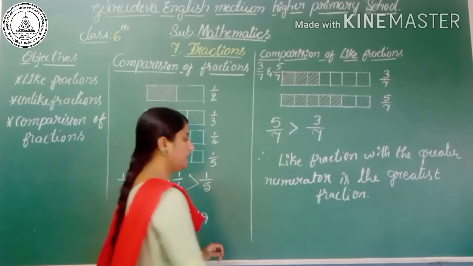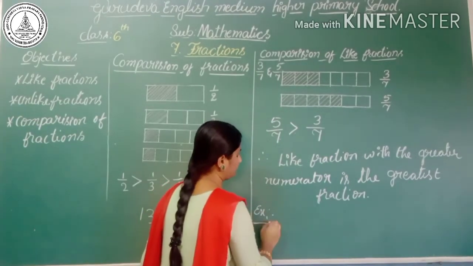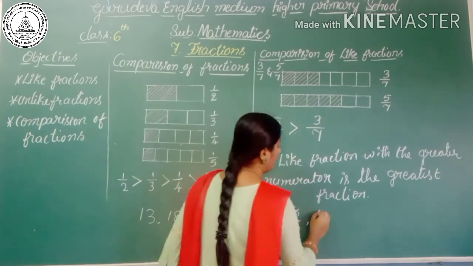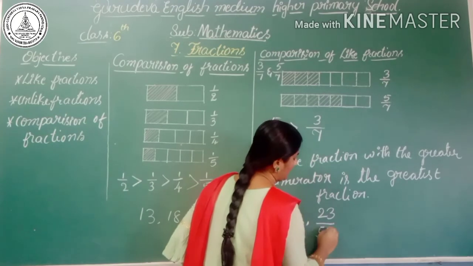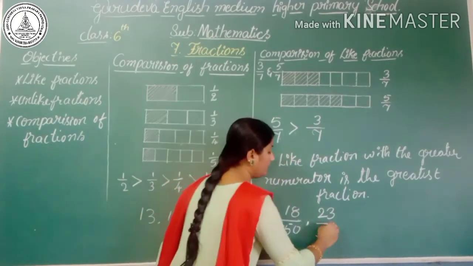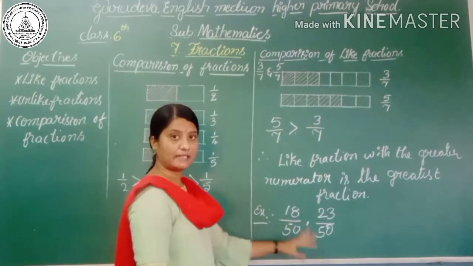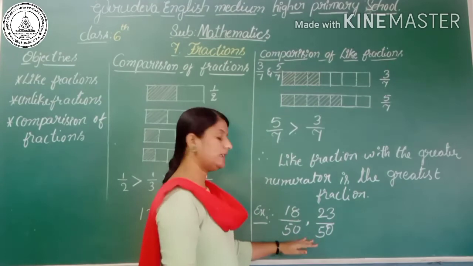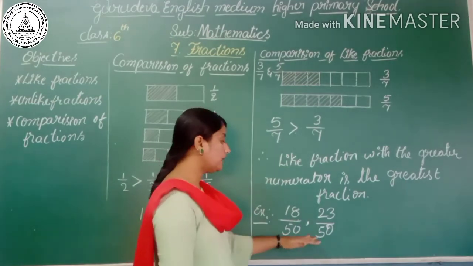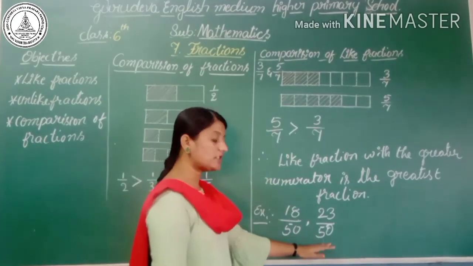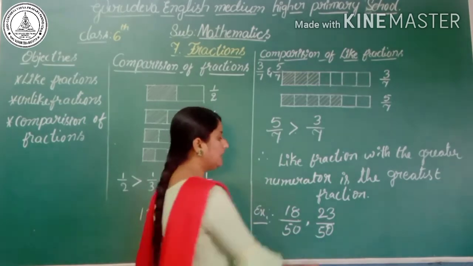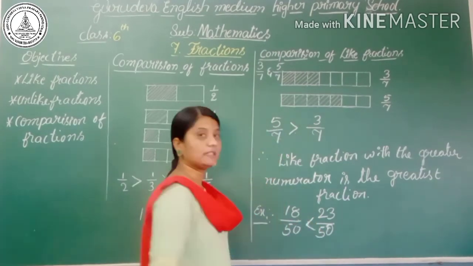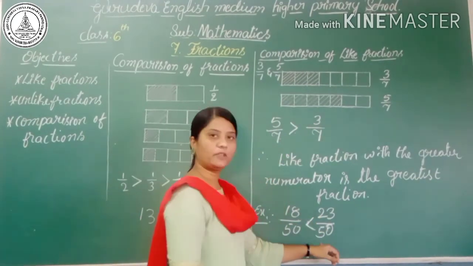Can you compare now? For example, 18 by 50 and 23 by 50. In these two fractions, which fraction is greater? You can see here 50 is the denominator, so these two are like fractions. If the fractions are like fractions, the fraction having the greater numerator is the greater fraction. So here 18 by 50 is less than 23 by 50.